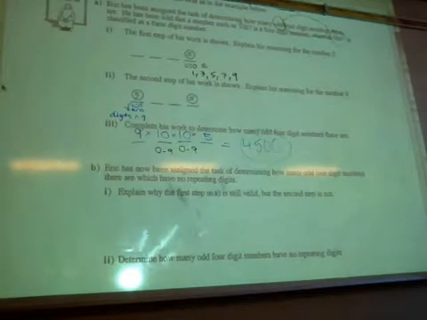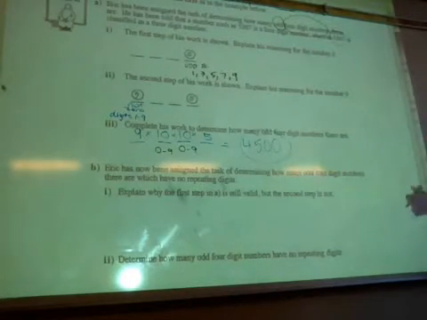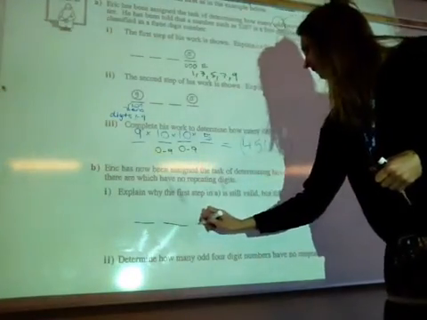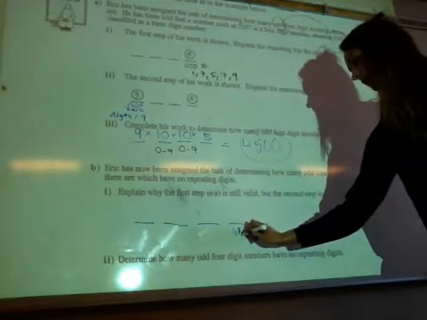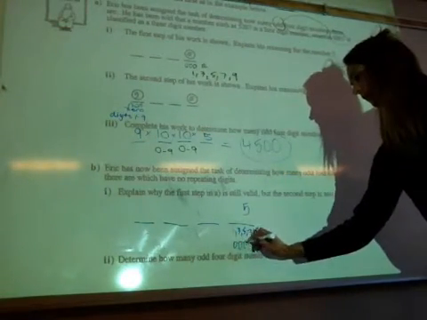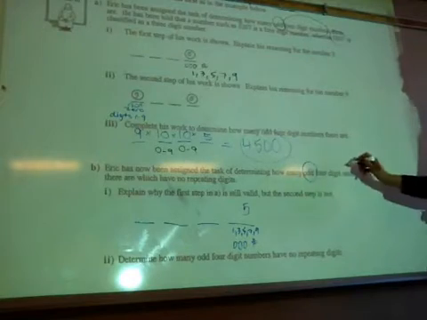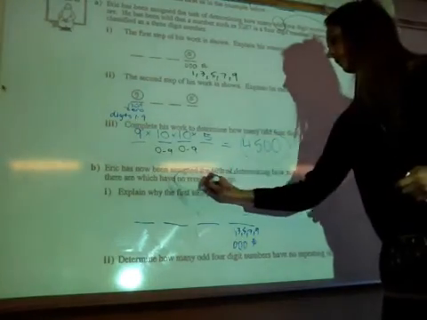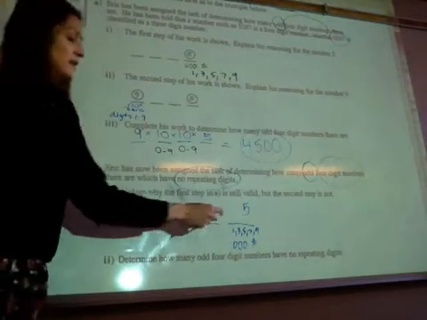Okay, Eric has now been assigned the task of determining how many odd 4-digit numbers there are which have no repeating digits. So explain why the first step is still valid but the second is not. Let's just go through and solve. Okay, if it's an odd number, what does my last digit have to be? 1, 3, 5, 7, or 9. So we have 5 choices. Okay, so some important information. It's odd, it's a 4-digit number, and no repeating digits.